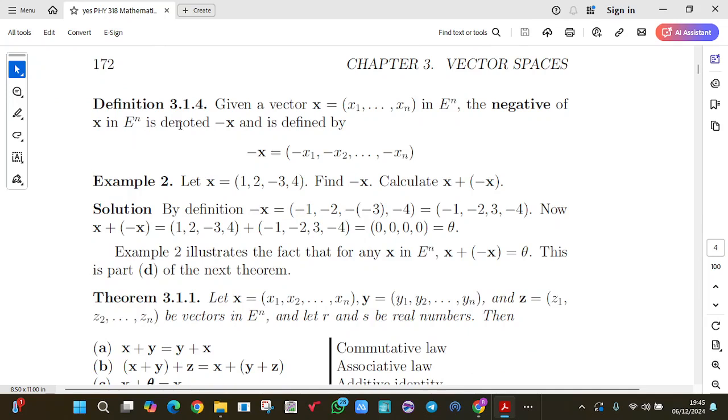Now, this is another definition that you must know. Now, this is a given vector. I've given you this vector x, okay? And this is the definition of this vector. And this vector is in the Euclidean space to the n power.